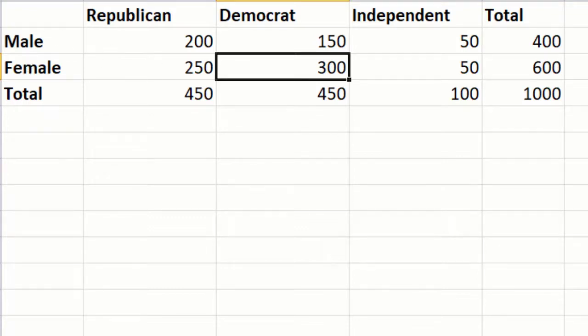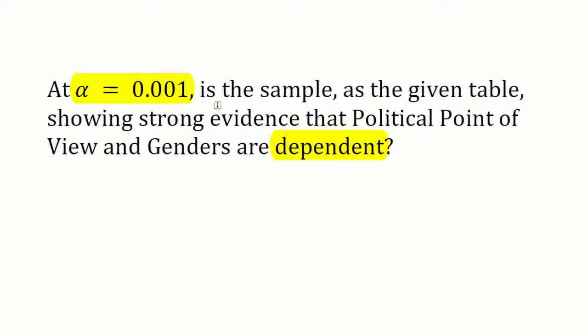And so back to the question here, is the sample showing strong evidence that political point of view and genders are dependent? So being dependent here, we're just simply trying to prove that there has to be at least one way of dependence going on, or at least one relationship that can be recognized between the two categorical variables. But we won't be pointing out which way the dependence is going to be, or which relationship is existing in the table here. So we're only going to look at the general look at the dependence.